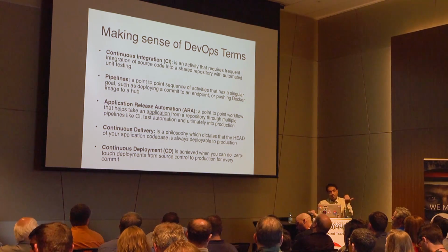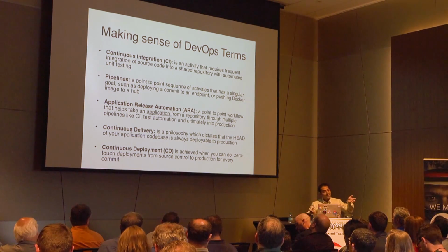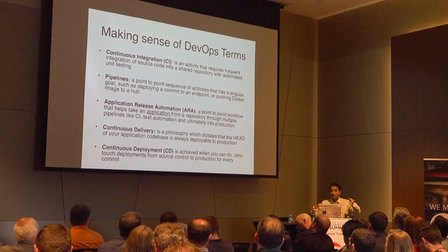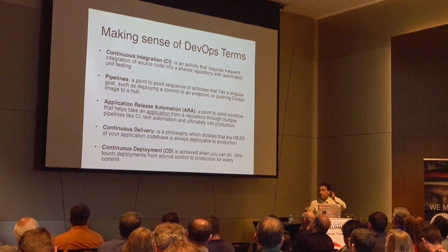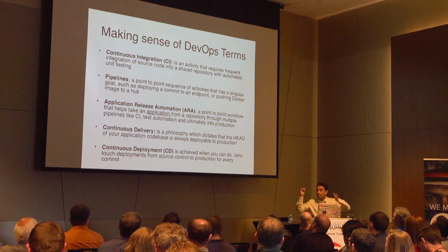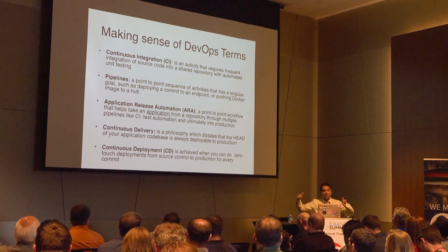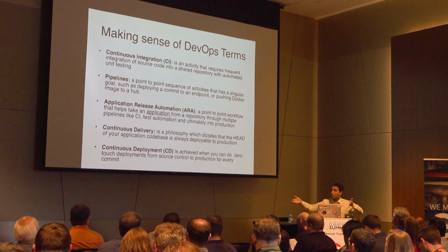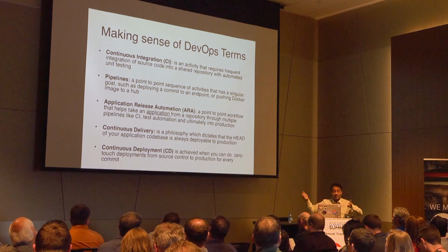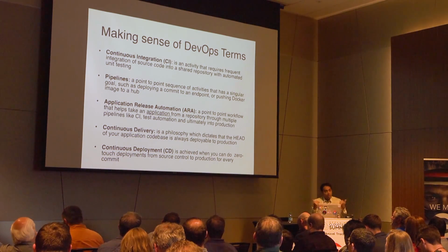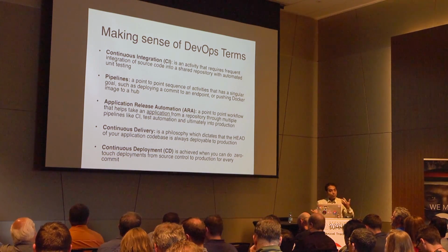So application release automation went about trying to connect all these stages: CI, then unit testing, and then I did some versioning. I want to deploy it to dev. I want to deploy it to test, run some stress tests, acceptance tests, and eventually deploy to production. That's what ARA is. And so the next, continuous delivery, is another confusing word.